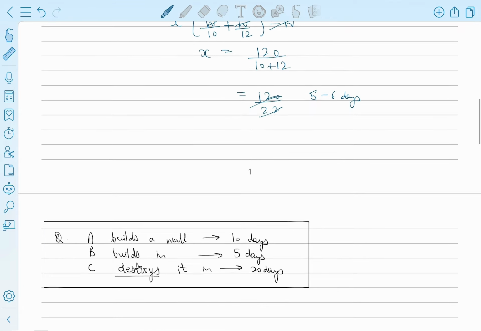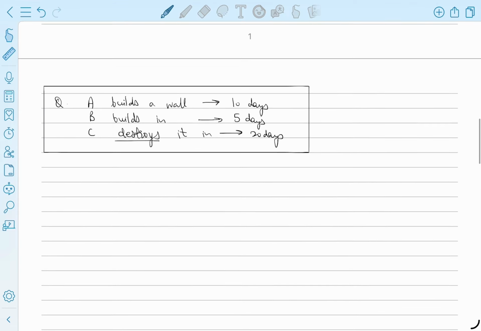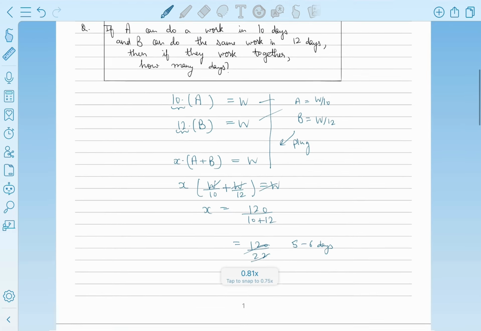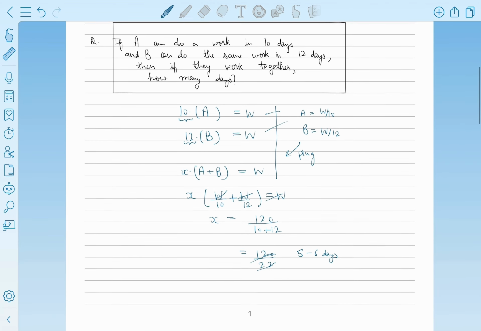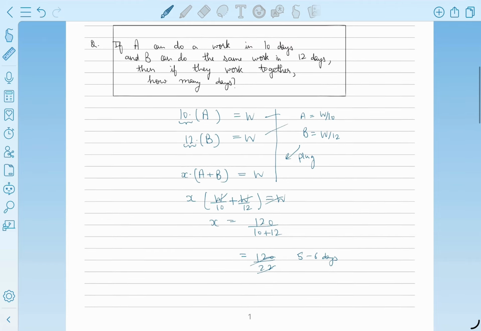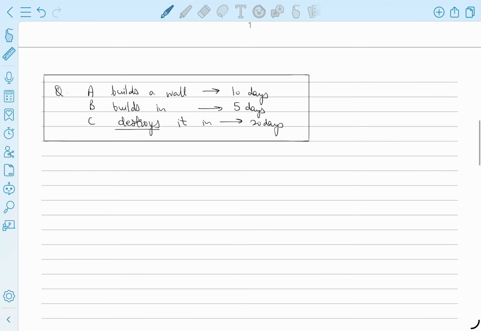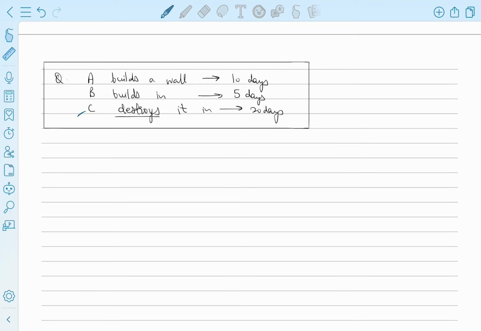So this is the method I was talking about. Similarly, there's another question here, but first of all, you can look at what I've done here. Now, coming on to this question, I would introduce you to the concept of negative work, which is being done by C here. Let's form the equations from our statements.